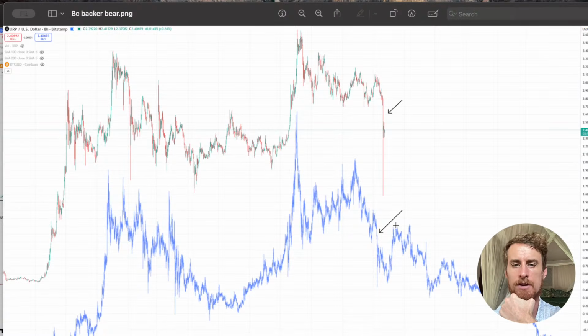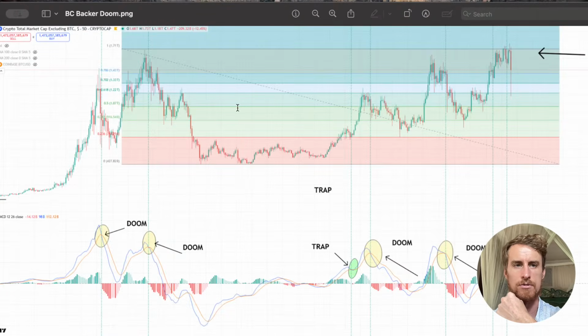So there could be a bit of a rebound, but it might not be very high. It might not even get above like $2.70, $2.80. But even that's not guaranteed. Even the rebound for XRP is not guaranteed. It could just continue down from here, which would be absolutely brutal.